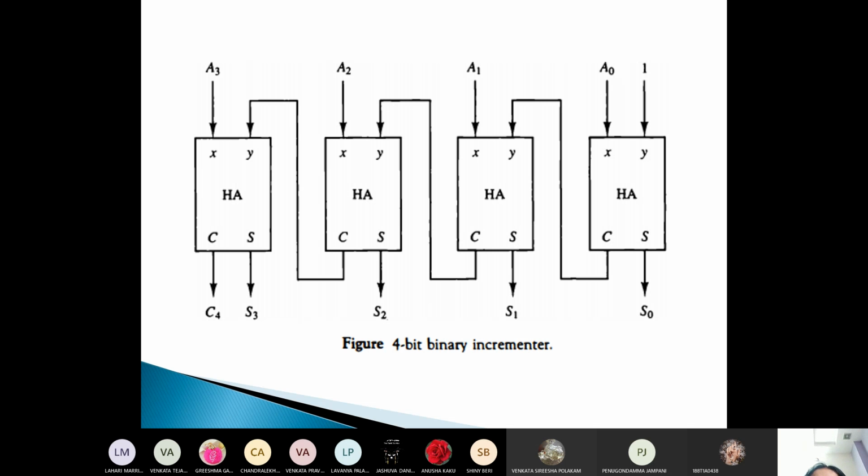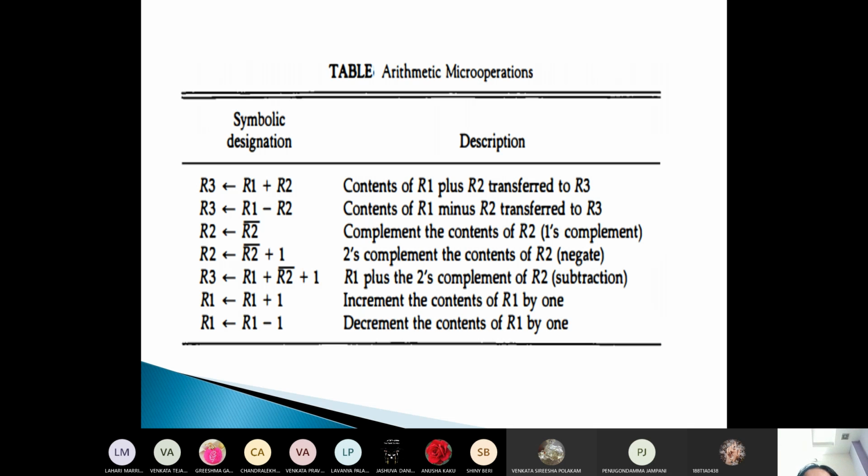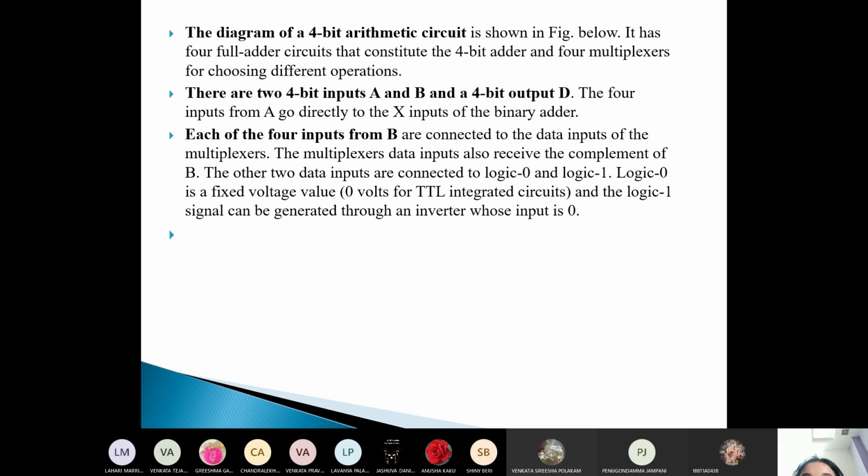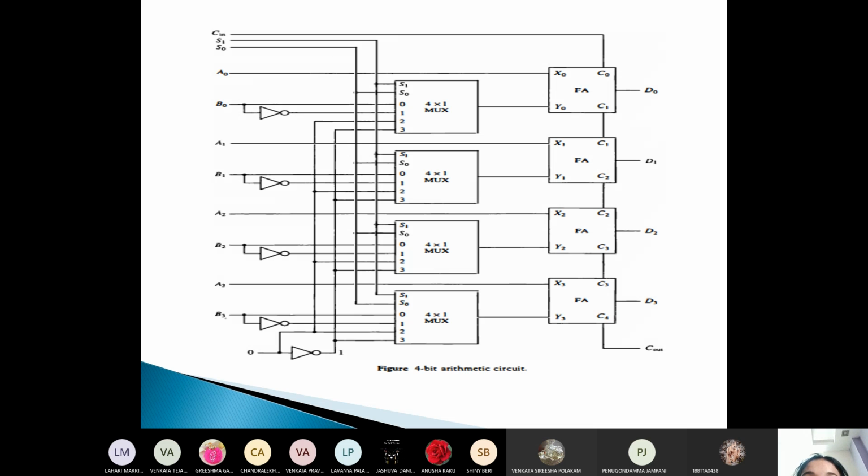So next, this is the explanation of this 4-bit binary, and this is a tabular column we have explained in the last class, and these are the brief explanation of this. This is the diagram of the subtraction circuit.